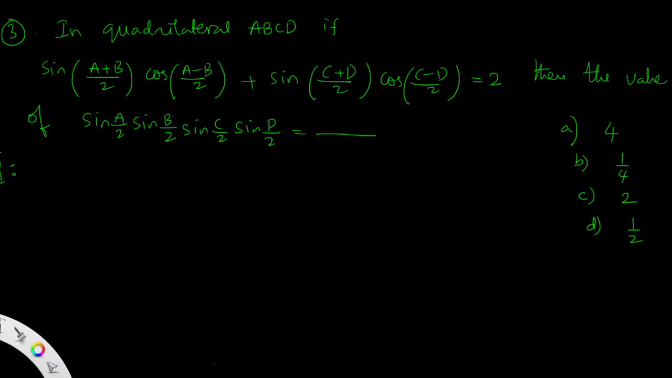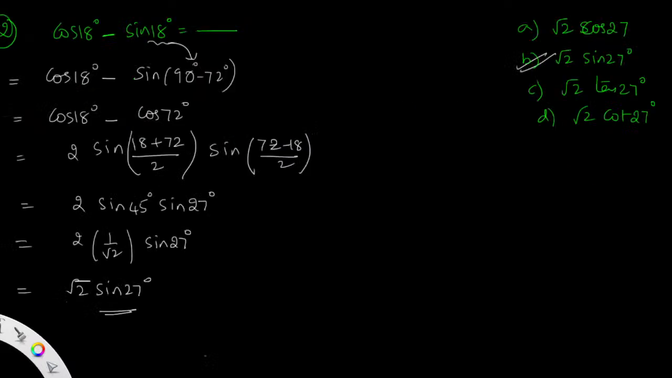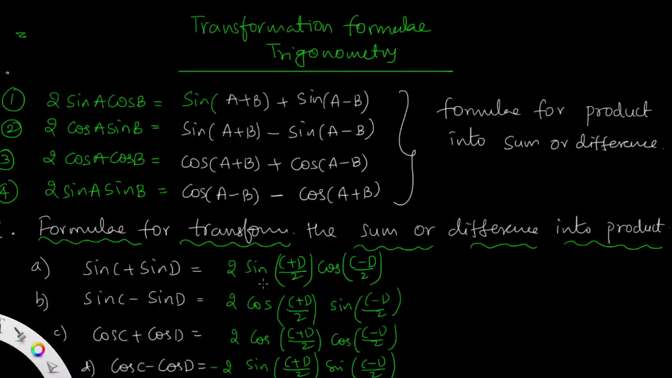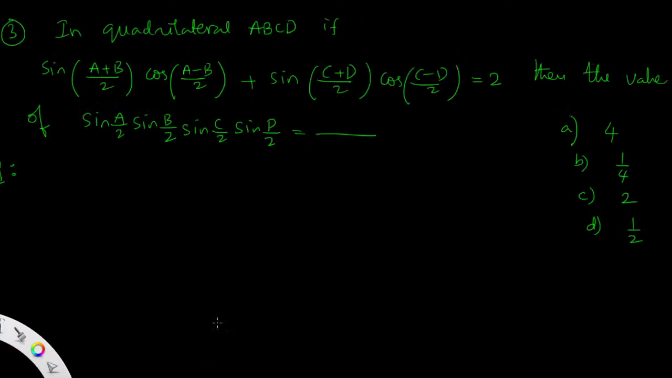Okay, in a quadrilateral ABCD, sin of (A plus B) by 2 into cos (A minus B) by 2 plus sin (C plus D) by 2 into cos (C minus D) by 2 equal to 2. Whatever the relation given, first we have to observe this one. If it is not there in the formulas we learned before, then just multiply and divide by 2 to get the form of the transformation formula.